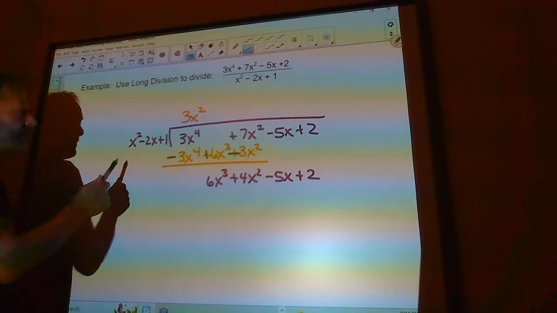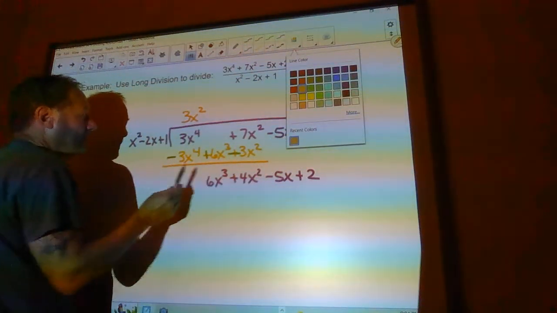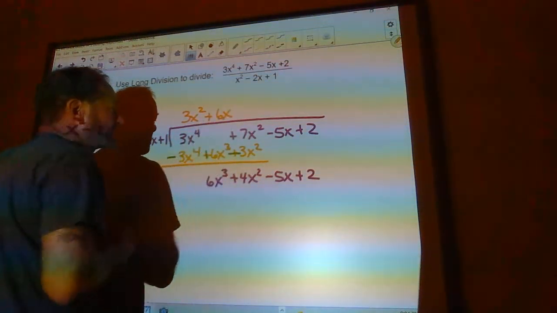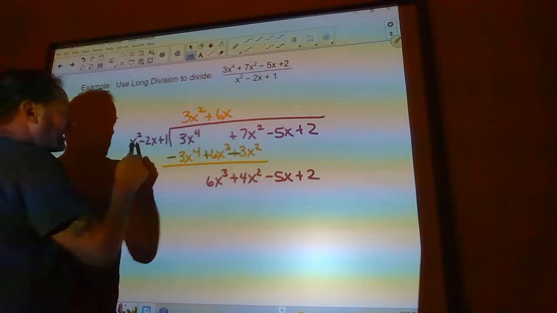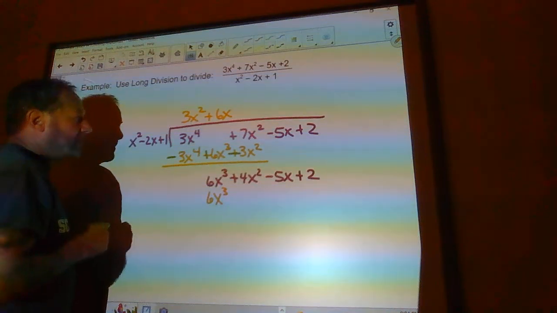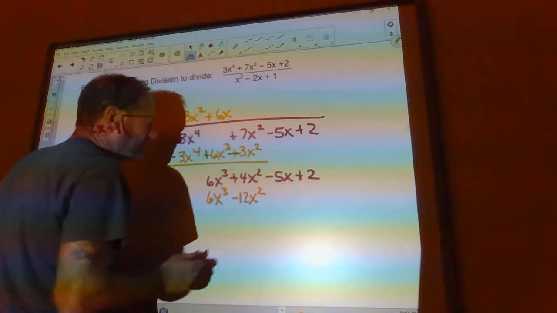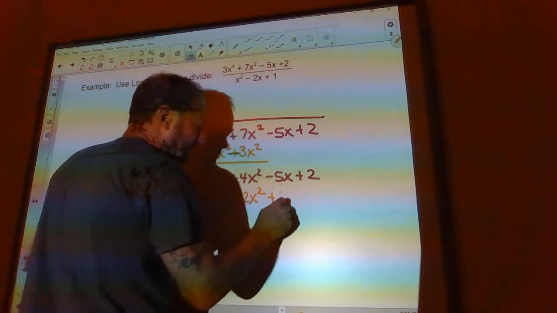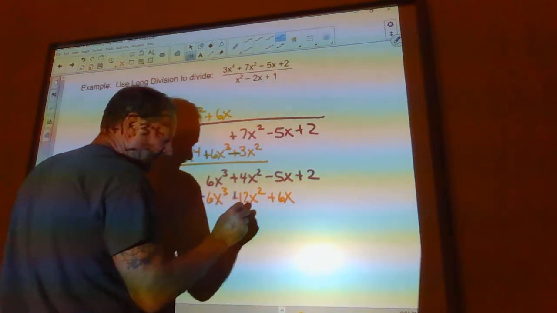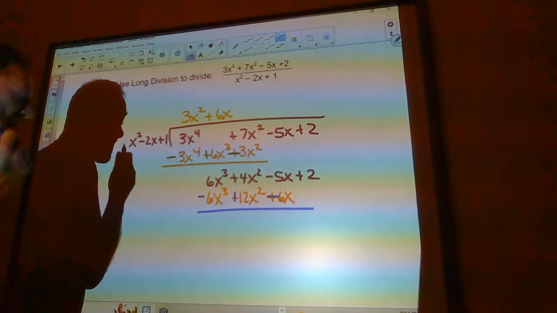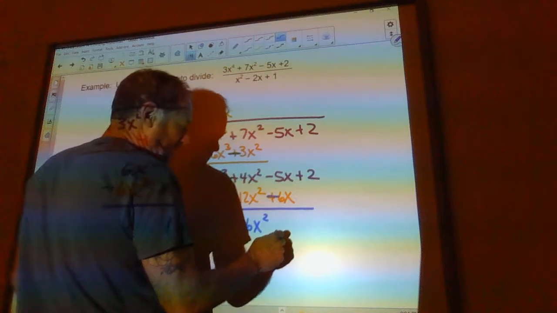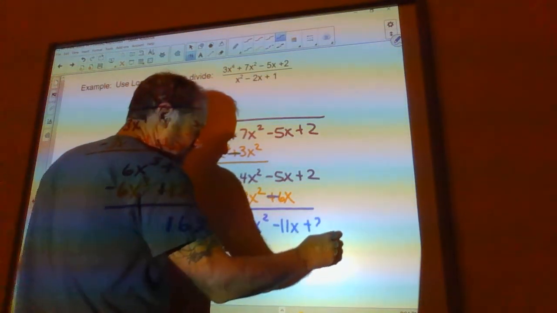And now I do this again. So, x squared, what do I multiply x squared by to get 6x cubed? How about 6x? So 6x times x squared is 6x cubed. 6x times negative 2x is negative 12x squared. 6x times 1 is 6x. And now I'm going to go ahead and subtract that. So I change all my signs. Again, this goes away. I get 16x squared right here. I get minus 11x right here and plus 2 right there.